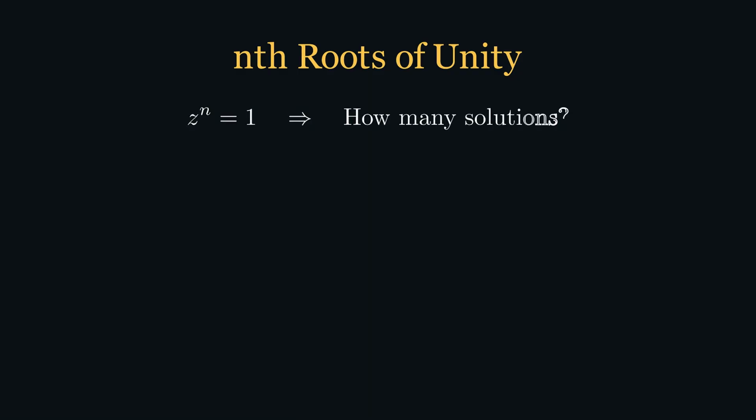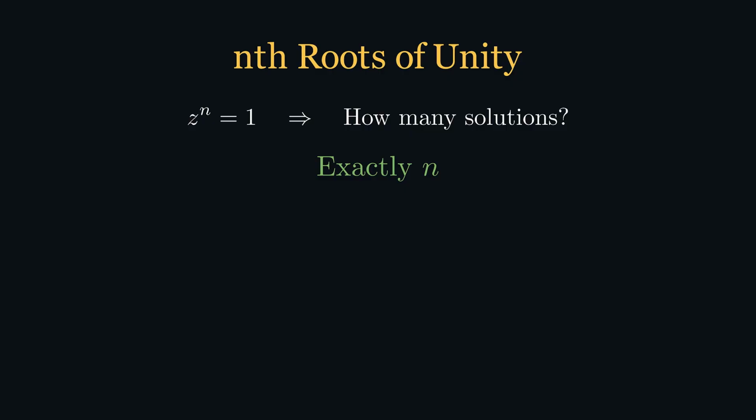If z is non-zero and n is a positive integer, how many nth roots does z have? Exactly n. If z equals r e to the i theta, the nth roots are r to the 1 over n times e to the i times theta plus 2 pi k over n, for k equals 0, 1, 2, up to n minus 1.